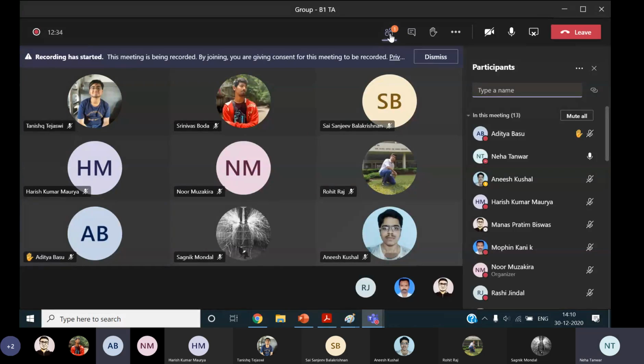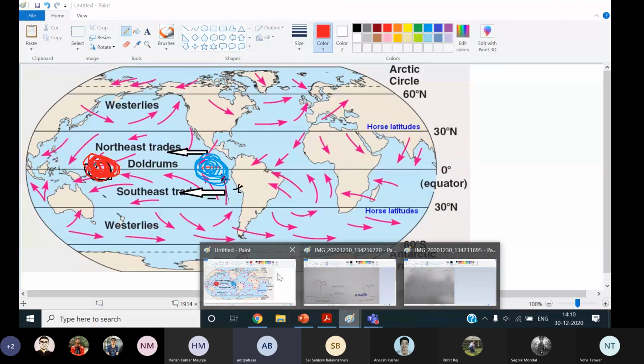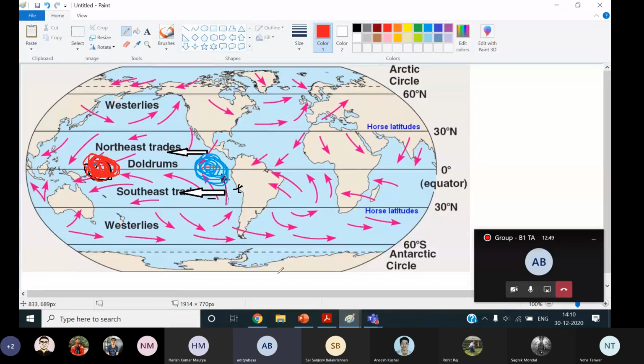Aditya, you have raised your hand. Yeah, ma'am, I have a doubt because I couldn't understand why are the easterly winds blowing? Because you said that the water is getting pushed towards the west, right? But the wind is blowing from the southeast. Okay. Easterly winds, why are they called easterly? Because their origin direction is east. This is east and this is west, right? So the direction of their origin is actually east and they are moving towards west.